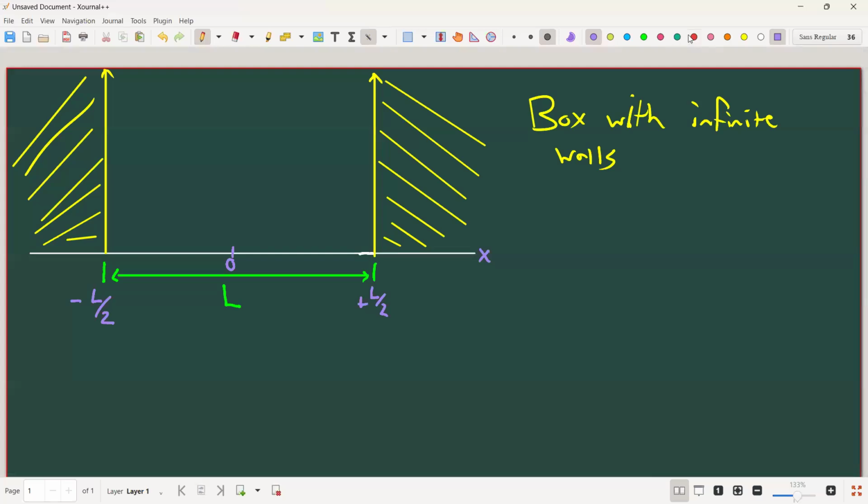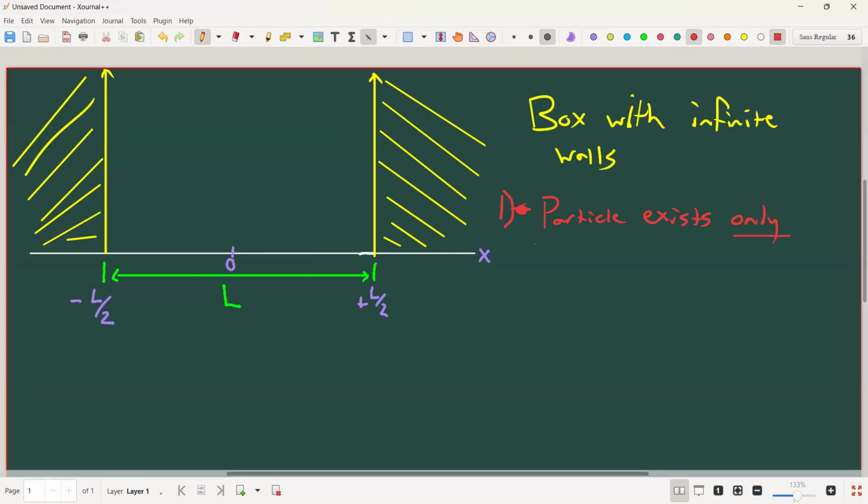So let's just say very clearly, some kind of properties is that the particle exists only inside the region bounded by minus L over 2. You probably can't see that very well. I'm sorry, guys.